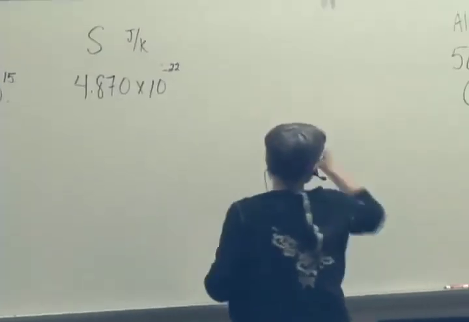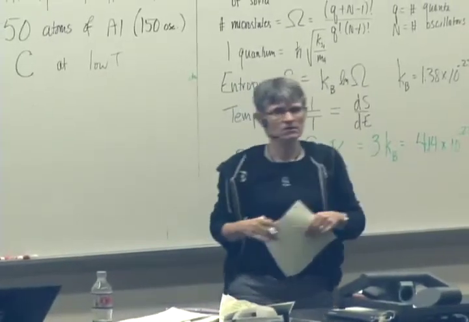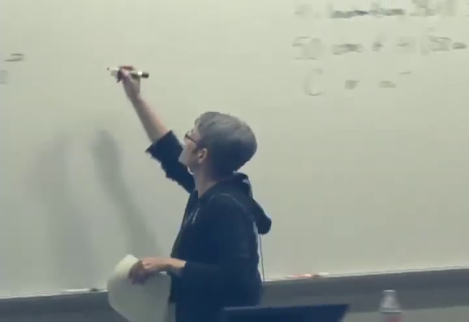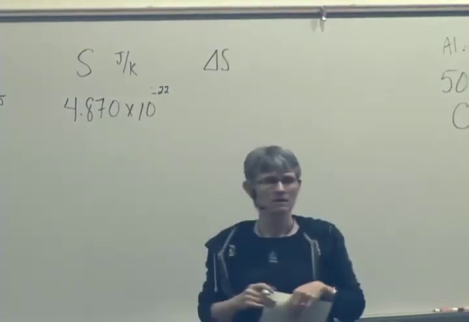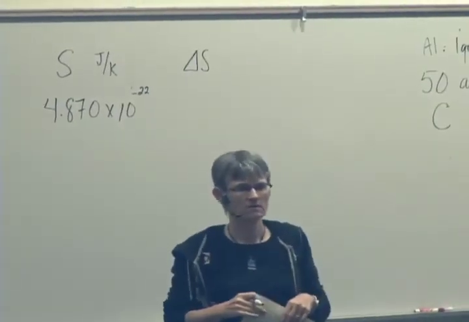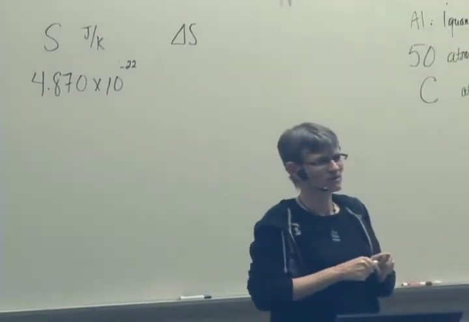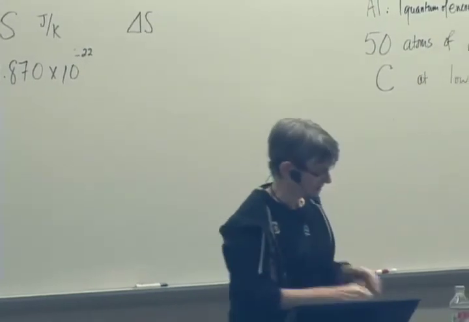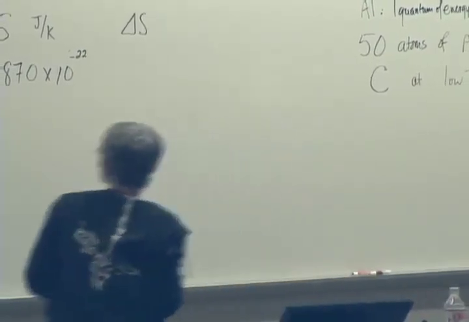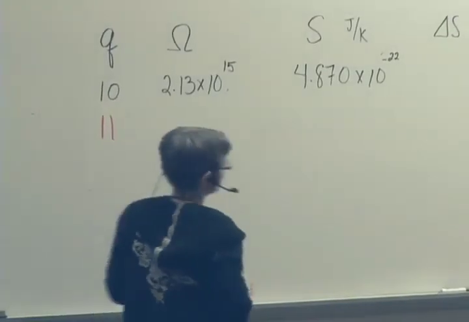So temperature is delta E over delta S, so we need a delta S. So what's delta S? Uh-oh. We don't have a delta S. We've only got one S. You can't have a delta S with one value of entropy. So it looks like we need another value. So we better do it with 11 quanta.